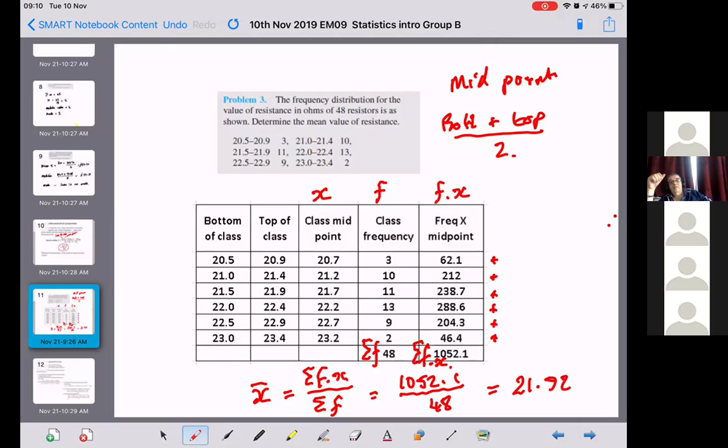You get that? Anyone get that? Is the 21.92 the mode? No, that's the mean. So x bar, Kirsty, means the mean of. We're not doing the median and mode of grouped data, just the mean.